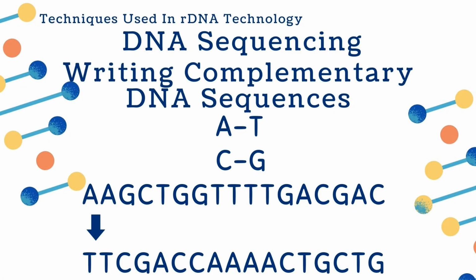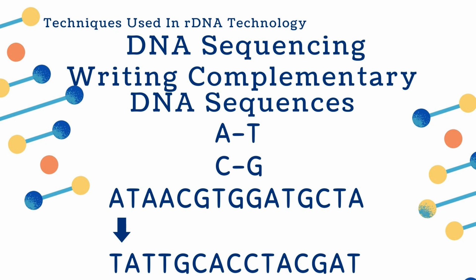So, this is the rating of complementary DNA sequences. A to T, C to G. A, G, C, T, G, G, T, T, T, T, G, A, C, G, A, C, down to T, T, C, G, A, C, C, A, C, T, G, C, T, G. Ano po?